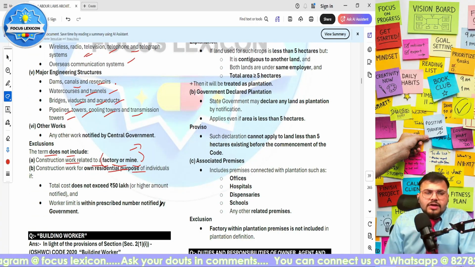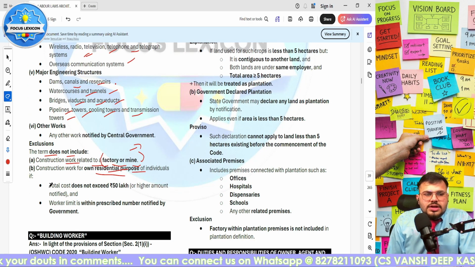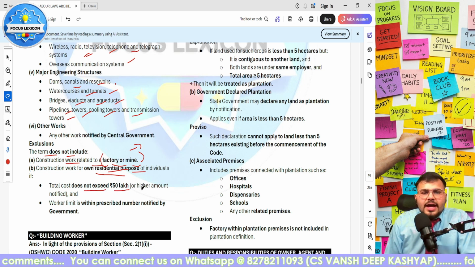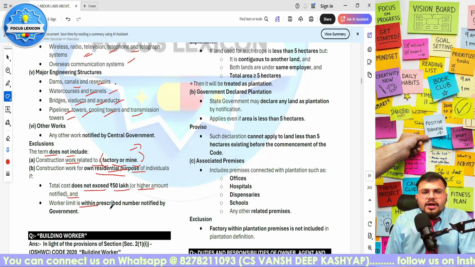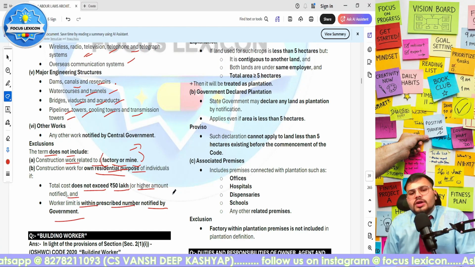Maybe there are two situations. If the total cost does not exceed 50 lakh or a higher amount notified, and the worker limit is within the prescribed number notified by the government, then it will not be covered under building or other construction work.